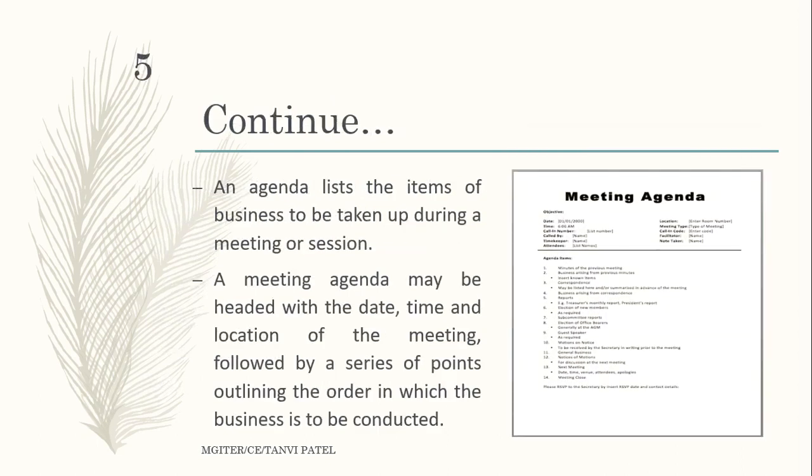Next, an agenda lists the items of business to be taken up during a meeting or session. Here you can see in the figure that the agenda items are being listed, in which the meeting which you are going to conduct contains the following points and you have to follow all those points. A meeting agenda may be headed up with the date, time and location of the meeting, followed by a series of points outlining the order in which the business is to be conducted.